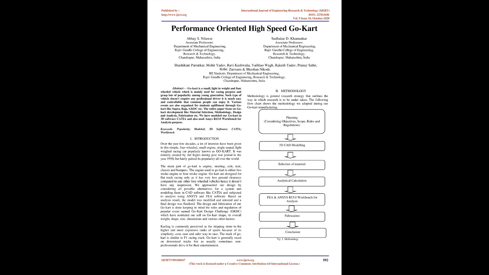Introduction. Over the past few decades, a lot of interest has been given to this simple, four-wheeled, small-engine, single-seated, lightweight racing car popularly known as the go-kart. It was initially created by Art Ingalls during the post-war period in the 1950s but lately gained popularity all over the world. The main parts of a go-kart are engine, steering, axle, tire, chassis and bumpers. The engine used in a go-kart is either a two-stroke engine or a four-stroke engine. Go-karts are designed for flat-track racing only as they have very little ground clearance compared to any other four-wheeled vehicles, hence they don't have any suspension.